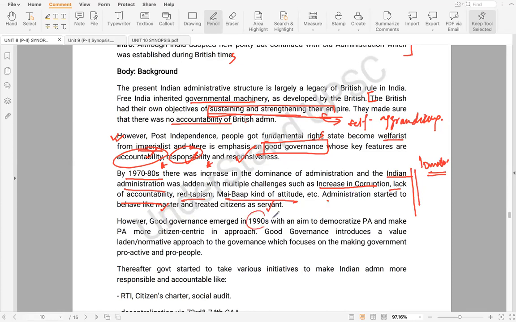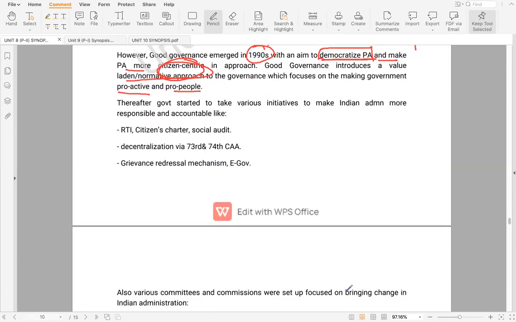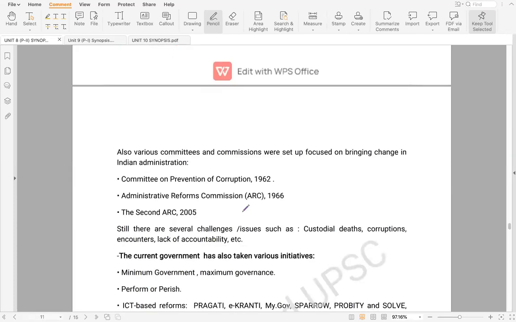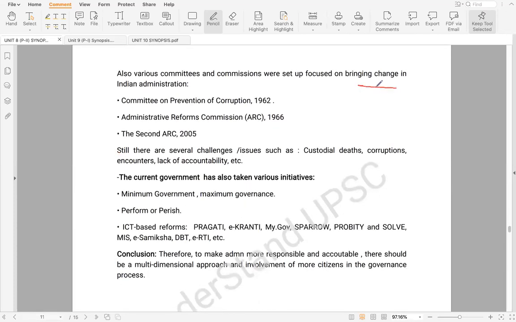However, good governance emerged in the 1990s with an aim to democratize public administration and make it more citizen-centric in its approach. Good governance introduces a value-laden or normative approach to governance, which focuses on making the government proactive and pro-people. Therefore, government started to take various initiatives to make Indian administration more responsible and accountable, like RTI, Citizen Charter, Social Audit, Decentralization, Vigilance, Grievance Redressal, E-Governance, etc. Also, various committees and commissions were set up to bring in change: Committee on Prevention of Corruption, Administrative Reforms Commission 1966, and then the second ARC in 2005.